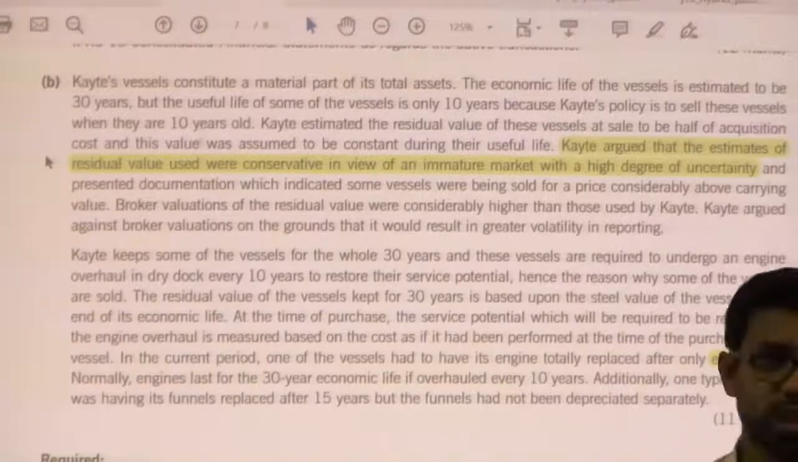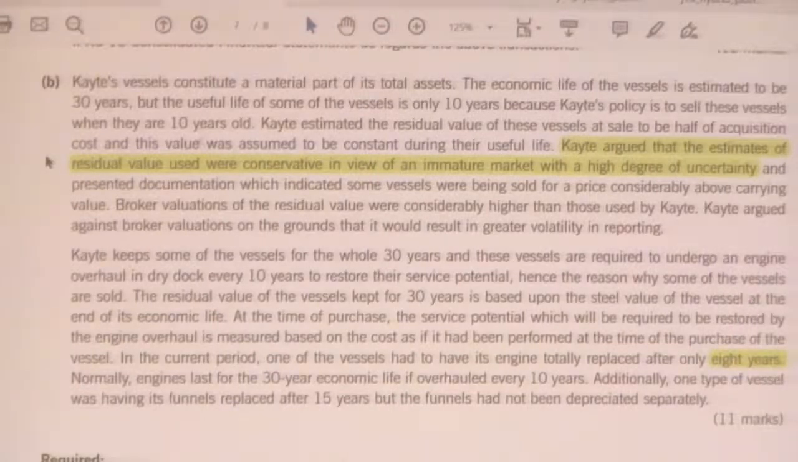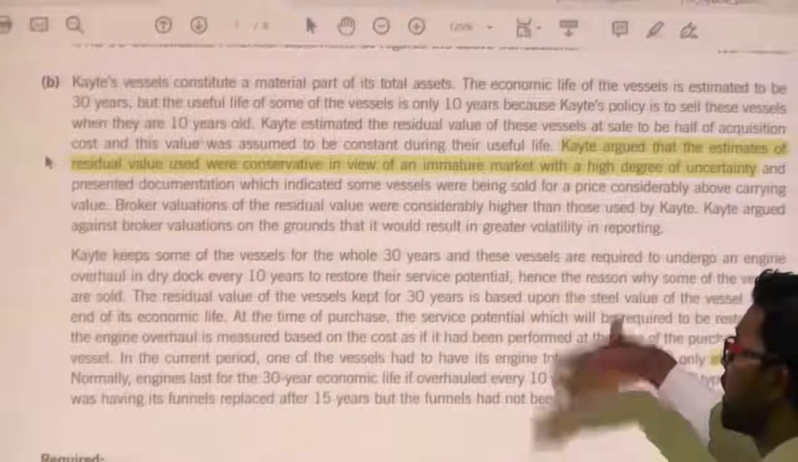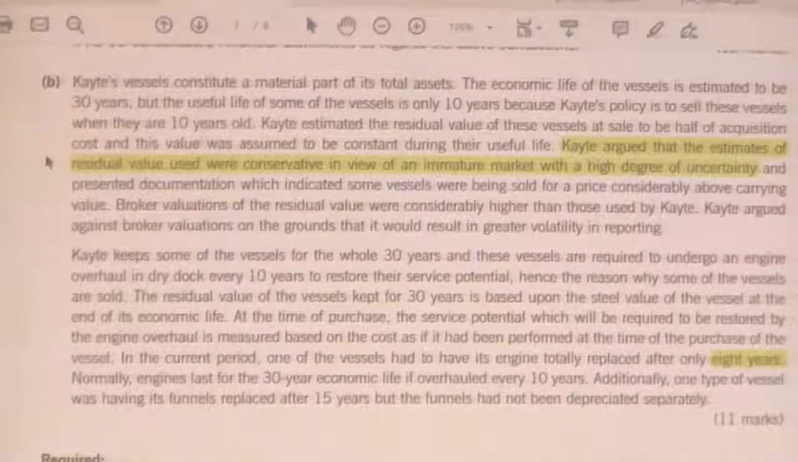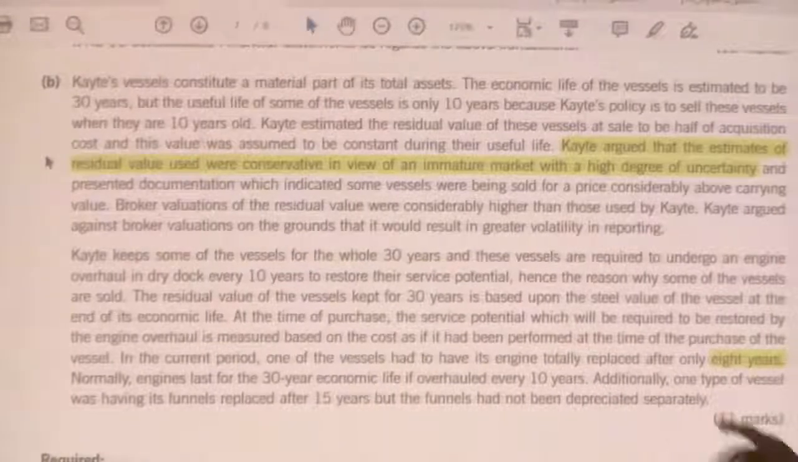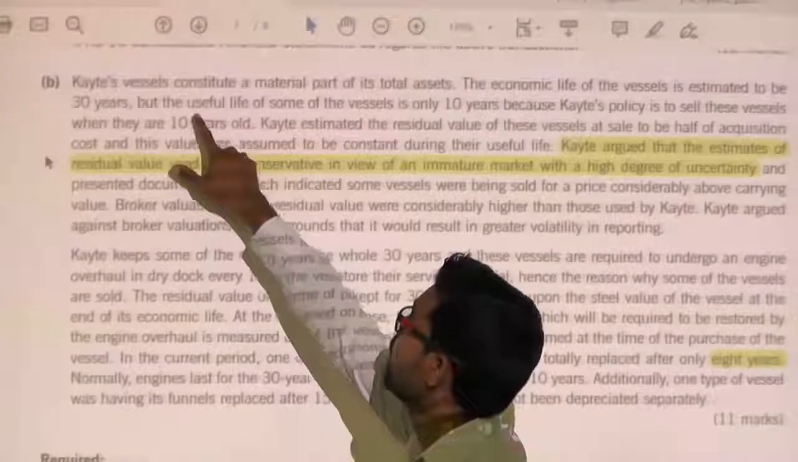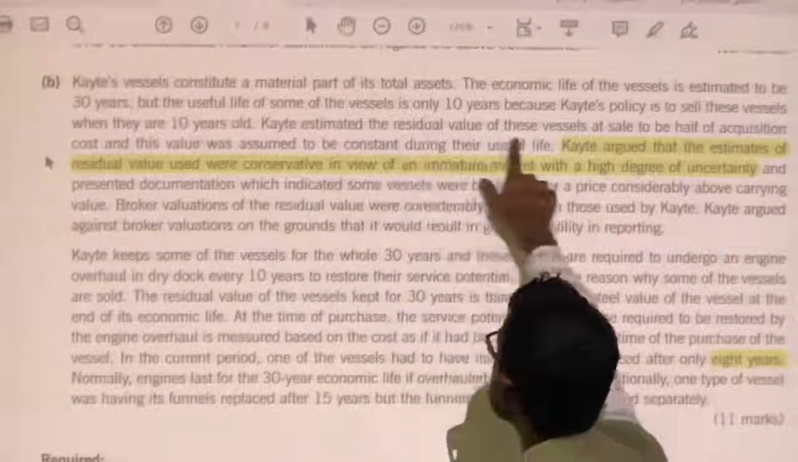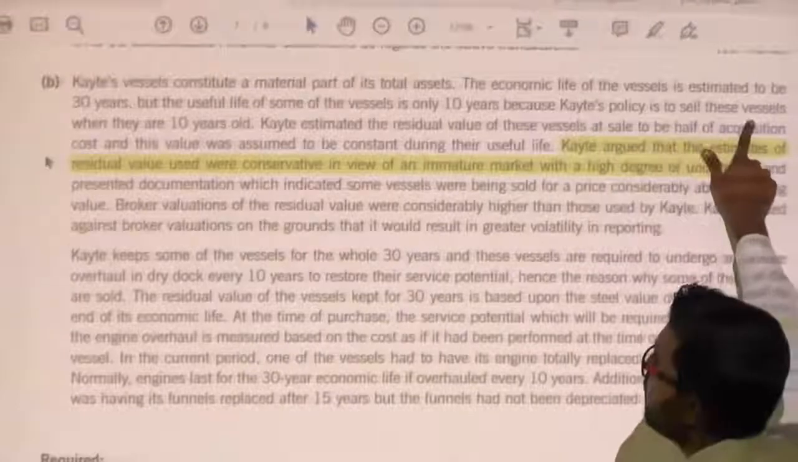Now the fundamentals you have to understand. The broker has given you a valuation and you have done your own valuation. So which is more accurate? What is your method? You have taken only 10 years. Why? Because at the end of 10 years you are trying to sell this asset. Therefore, they are taking half of the cost, at a point somewhere here in the useful life, when they can sell.